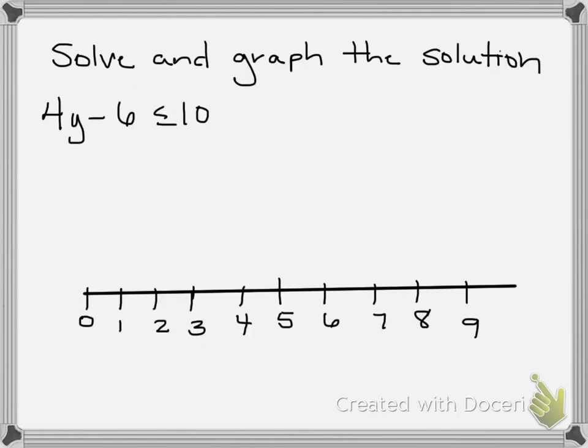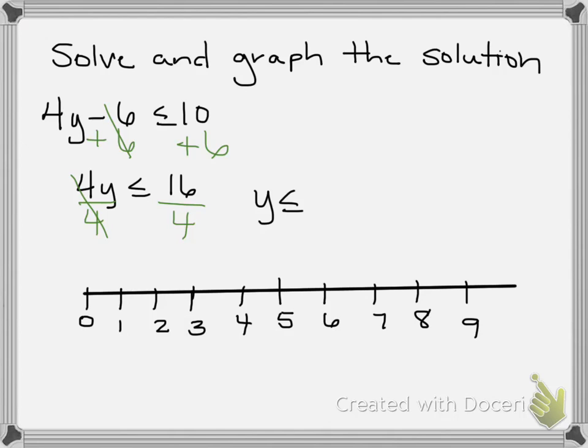Okay, let's try to solve and graph this solution. We'll throw in a graph here. We're going to graph this on a number line. So again, my first step is just add or subtract on both sides. I'm subtracting 6, so I have to add 6 to both sides. I am left with 4y is less than or equal to 16. We're going to have to divide by 4 on both sides. And we're left with y is less than or equal to 4.